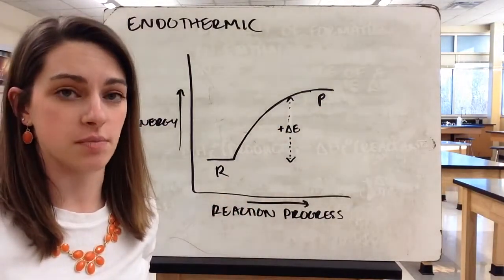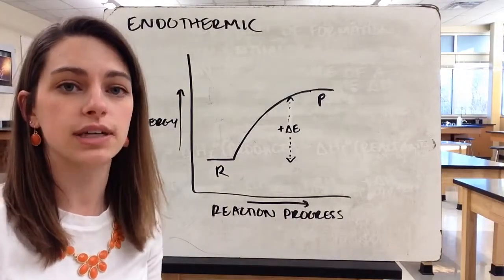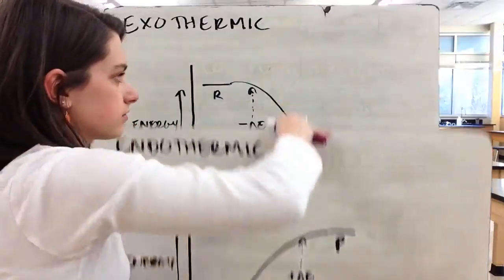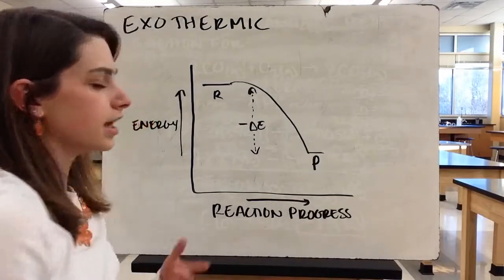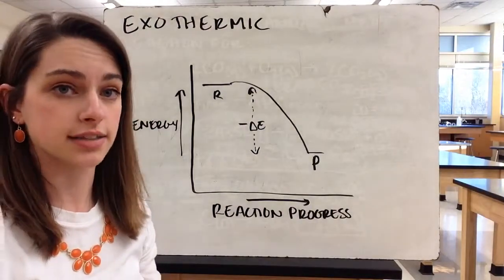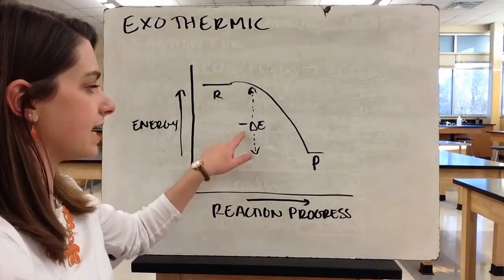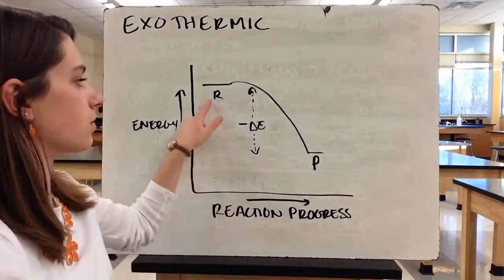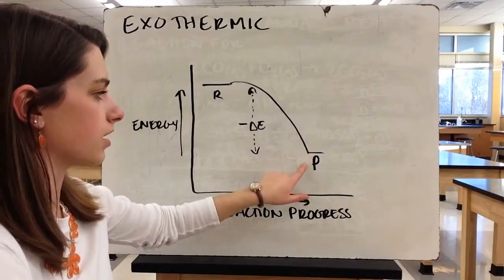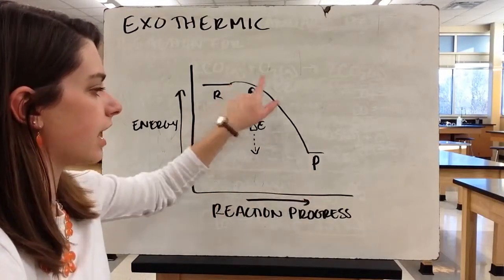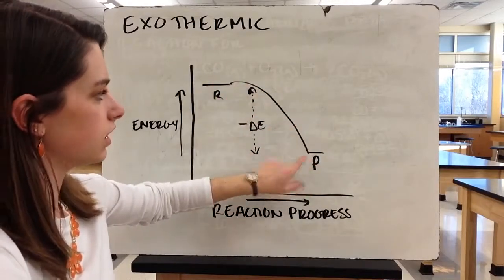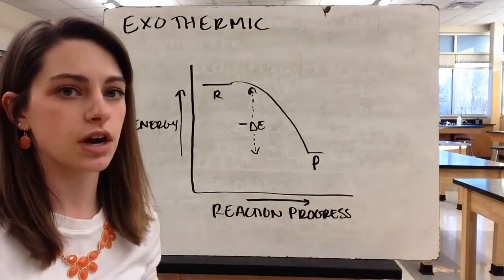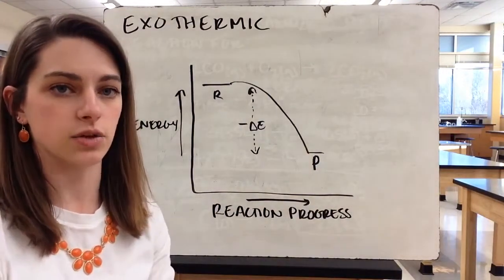So what do you think is going to happen with an exothermic reaction? What do you think that graph will look like? If you said it would be the opposite, you'd be correct. So in an exothermic reaction, we have a negative change in energy. Our energy is going down. It's being released from the system. So our reactants are going to have higher energy, and our products are going to be lower energy because we're going from high to low. So we're going to see a curve that goes from our reactants at high energy to our products at low energy. So those are how we can tell the difference between an endothermic and an exothermic reaction.